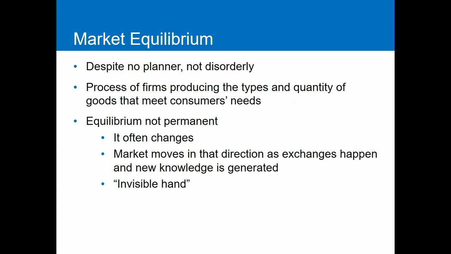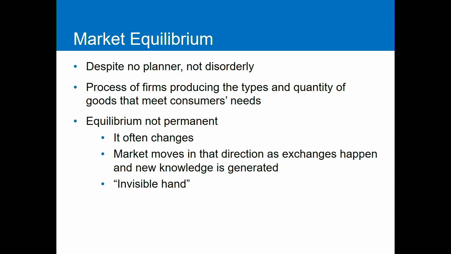So it's a process. The market isn't just letting people show up, buy goods, and walk away. It's a process over time: prices changing, production methods changing, different goods being offered, some goods not being offered anymore, trying to meet consumer needs better and better. So equilibrium isn't permanent. You don't just have the supply and demand curves cross each other, and then boom, the market's in equilibrium, we're all done. It's often going to change.